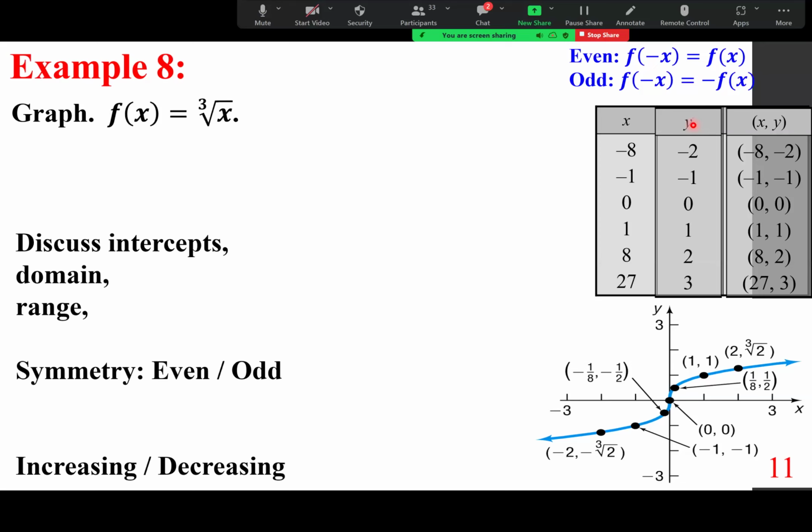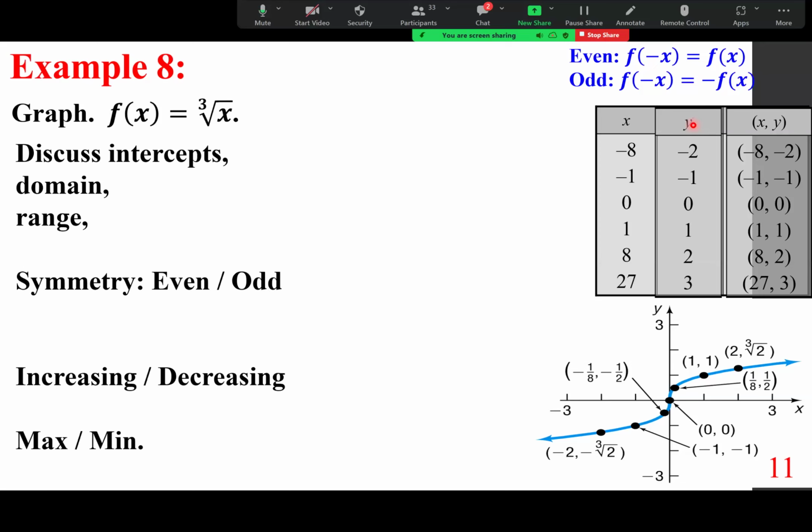So we want to discuss the same topics. What about the intercepts? There is an intercept of (0, 0), which is both the x and y intercept. Domain: whatever we cover along the x-axis, it covers everything from negative to positive infinity. Range: anything that is covered along the y-axis, this covers everything from negative to positive infinity along the y-axis.